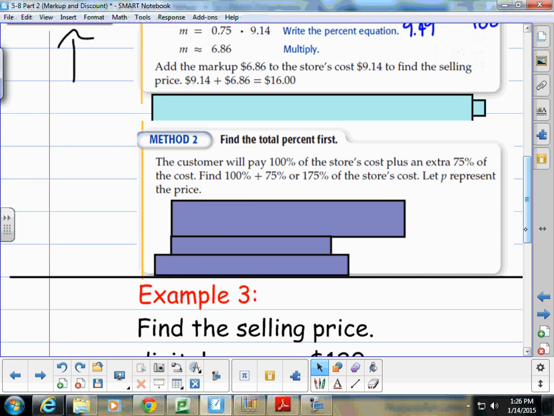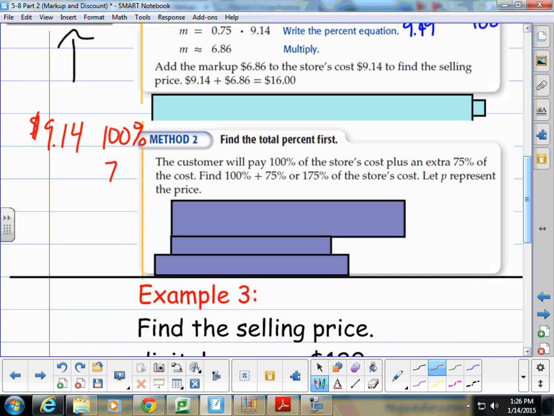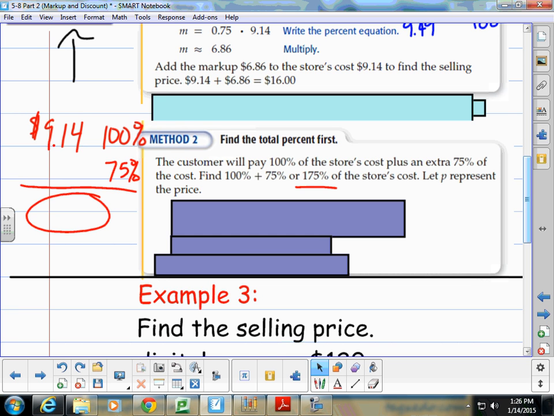You could find the total percent first. This is like that situation of tax. Obviously you're going to pay for 100% of those beads, right? You're not going to say, oh, I only want part of the strand. You're going to pay for $9.14. That's 100% of the cost. But you're also going to be paying 75% of that too for your grand total. So you're paying a total of 175% of the store's cost.